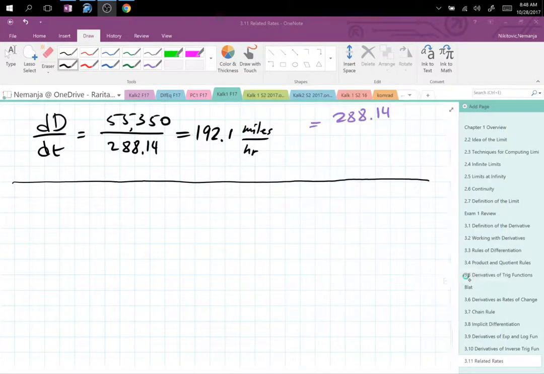Hello and welcome back to Calculus 1, section 311, part 2, related rates. Last time we talked about the idea of relating rates so that we can compute change in time.